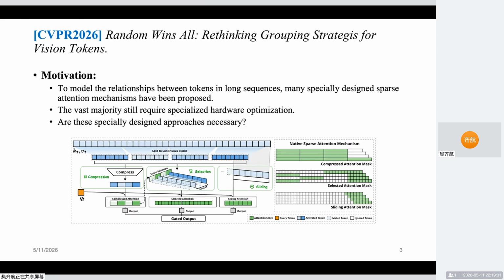The motivation comes from long-sequence modeling. To capture relationships among distant tokens, many sparse attention mechanisms have been proposed. However, most of them still depend on specialized hardware optimization or complicated implementations. So the key question is, are these specially engineered approaches truly necessary, or can a much simpler strategy achieve competitive performance?